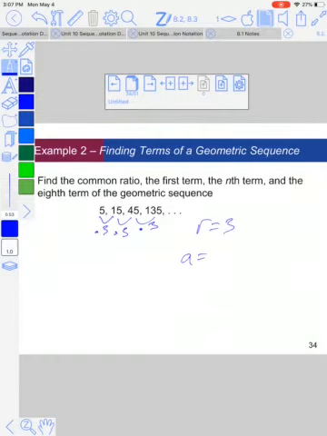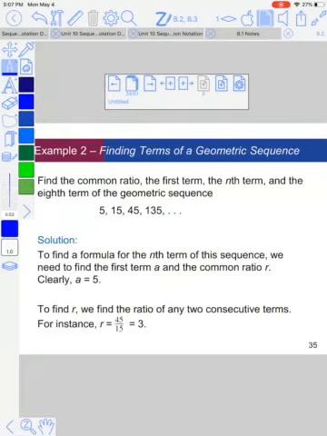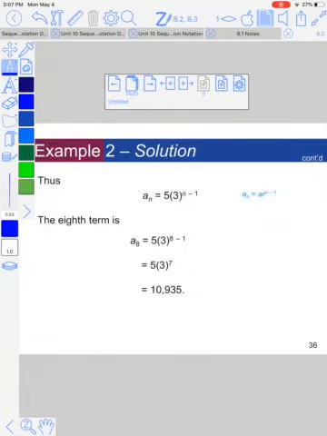Our a sub 1, our initial value, is 5. So the nth term in the sequence would be 5 times 3 to the n minus 1. And we're done. Pretty easy stuff. There's our common ratio, 3.